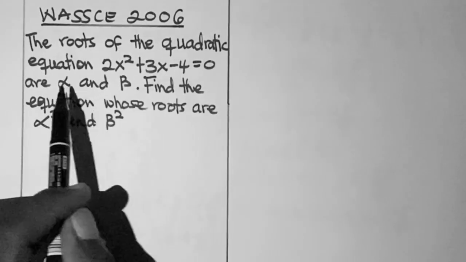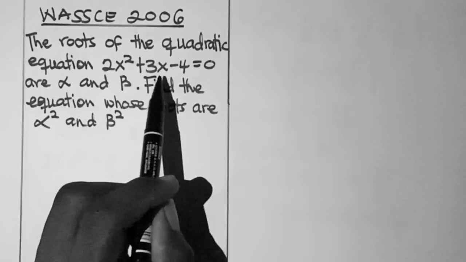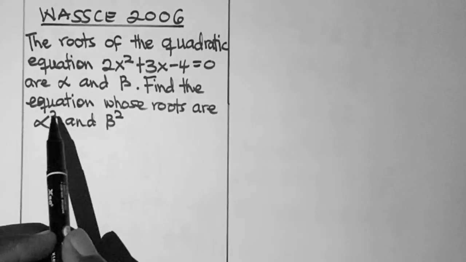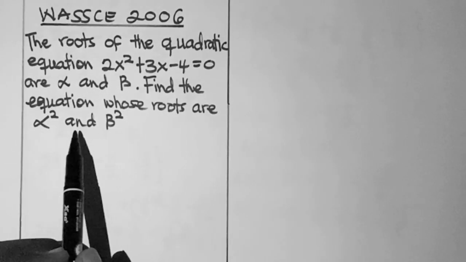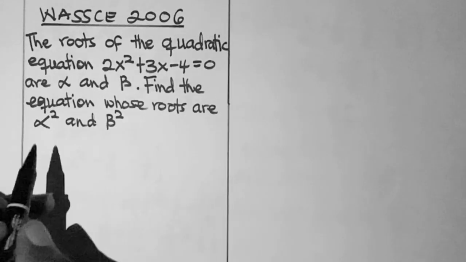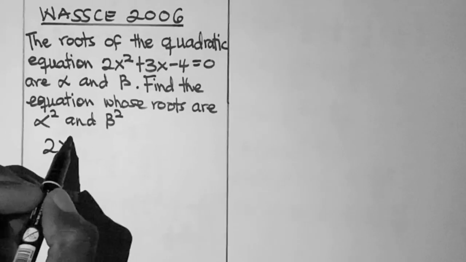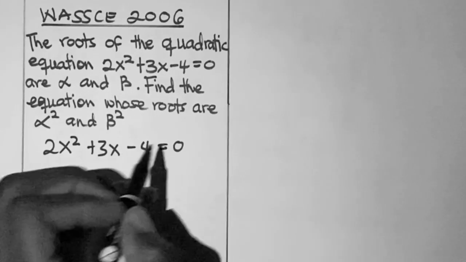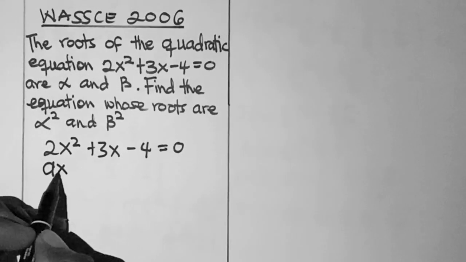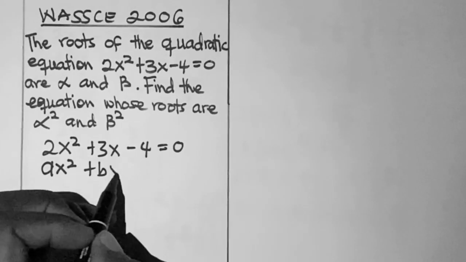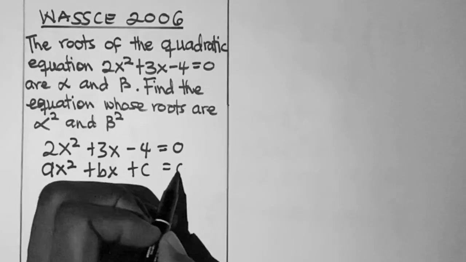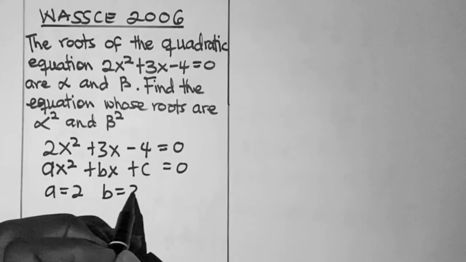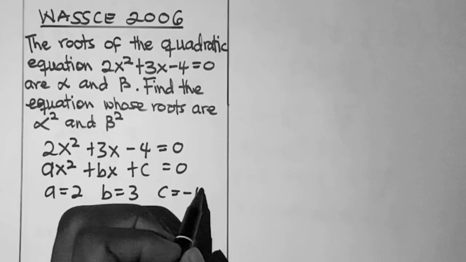The roots of a quadratic equation 2x squared plus 3x minus 4 equals 0 are alpha and beta. Find the equation whose roots are alpha squared and beta squared. So this equation is 2x squared plus 3x minus 4 equals 0. So you see that this is of the form ax squared plus bx plus c equals 0. So a is equal to 2, b is equal to 3, and then c is equal to minus 4.